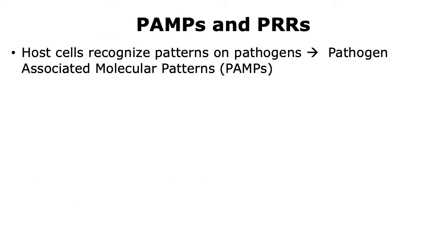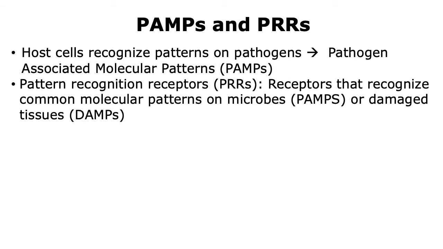The host is able to recognize microorganisms that cause infections by recognizing molecular patterns that are present on these pathogens. These patterns are called pathogen-associated molecular patterns, or PAMPs. The PAMPs are recognized by molecules made by host cells, which are pattern recognition receptors, or PRRs. Now, the pattern recognition receptors are not only able to recognize PAMPs, but they're also able to recognize damage-associated molecular patterns, or DAMPs. And these patterns occur when there is damage to tissues.